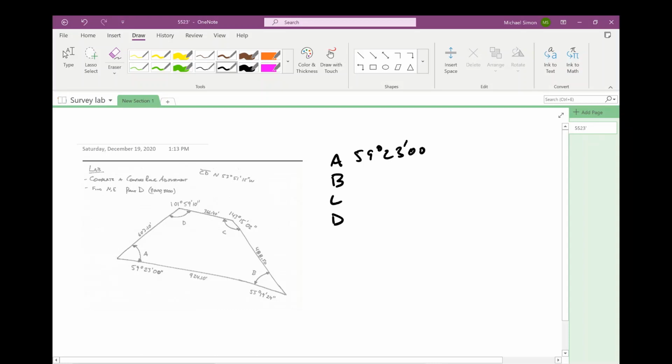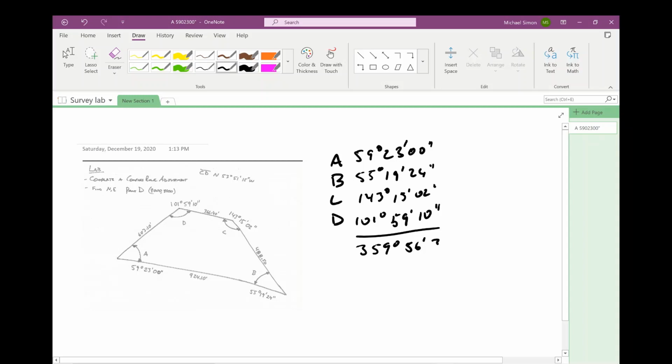59, 23, 0, 0, 55, 19, 24, 143, 15, 02, and 101, 59, 10. When you add these up, you're going to get 359 degrees, 56 minutes, 36 seconds. Now it's a four-sided figure. N minus 2 times 180 should be 360, which means we're off by 0 degrees, 03 minutes, and 24 seconds.